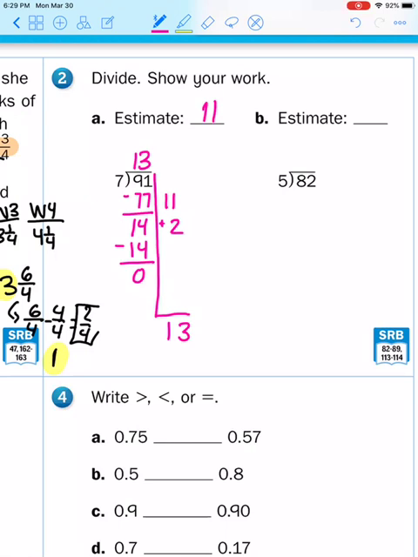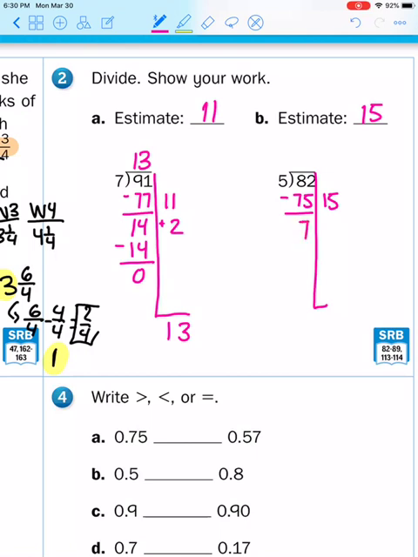We're going to do the same thing for B. So 5 times 20 is too much. It's 100. And then 5 times 10 is only 50. So I think we can go a little bit more. And I know 15 times 5 is 75. So I'm going to go with 15 as my estimate, or somewhere around there. And I know that 15 times 5 is 75. And 82 minus 75 is 7.